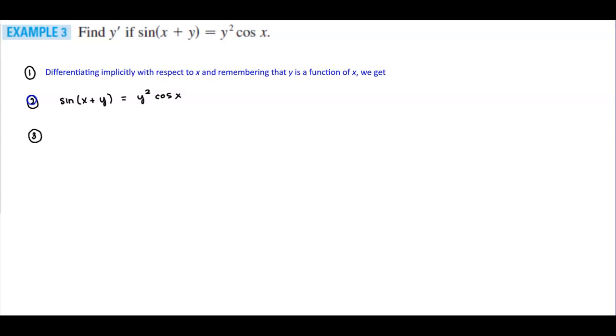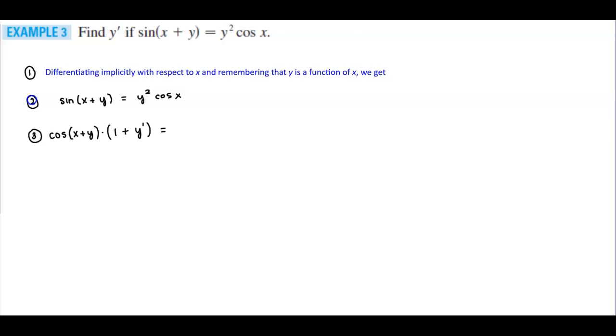on the left side, we're going to use the chain rule. So what is the derivative of sine? Well, the derivative of sine is the cosine, so that's the cosine of x plus y times the derivative of what's inside, which is x plus y. So what is the derivative of x plus y with respect to x? Well, the derivative of x is going to give us 1, plus the derivative of y is going to give us y prime, equals.